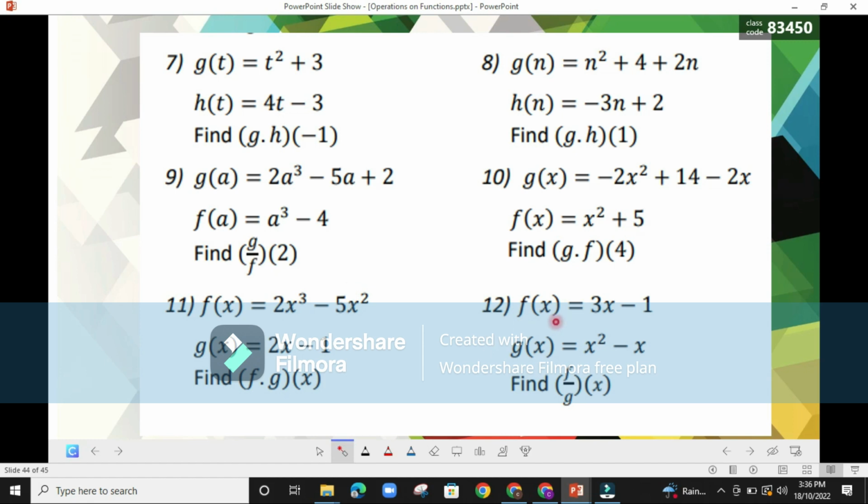Number 12. f of x is equal to 3x minus 1. g of x is equal to x squared minus x. Find f divided by g of x, or f over g of x. Okay? So here also, no need to evaluate. All you have to do is get the quotient of these two functions.